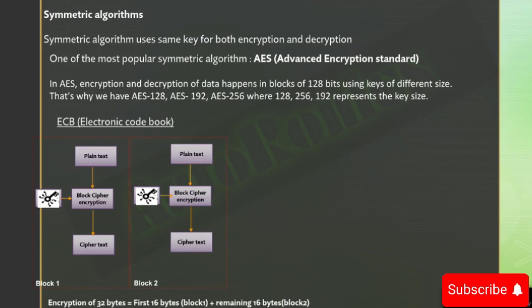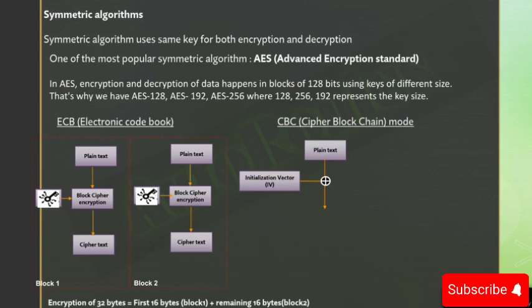Let's see the next mode, which is CBC, Cipher Block Chaining mode. Here we have plain text and an additional element, which is the IV, called the initialization vector, which can be any random number. It will be XORed with the plain text, and we use the same key and the block cipher to encrypt and get the cipher text, which is the output of block 1.